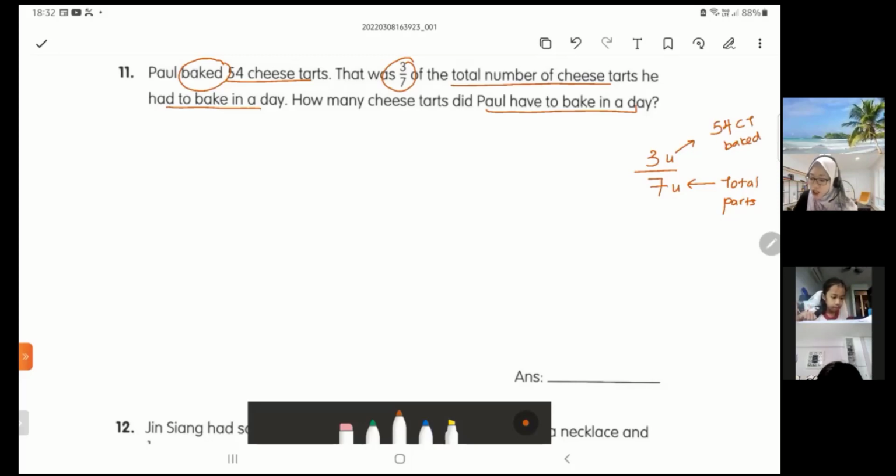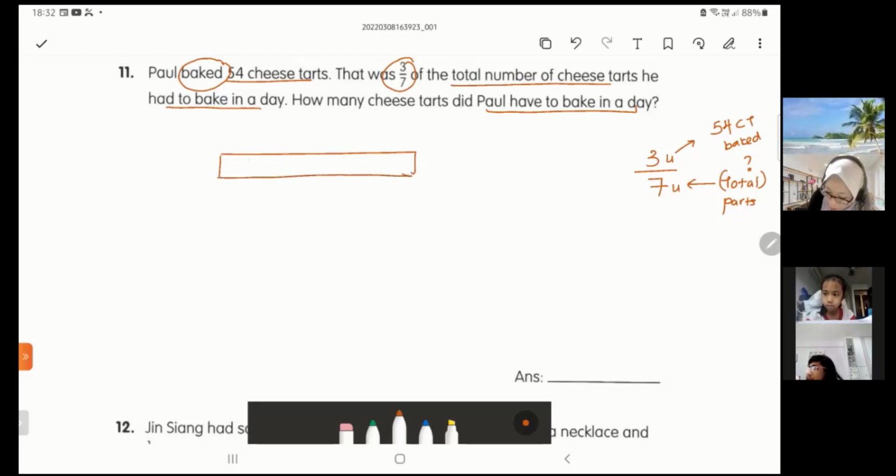I want to know how many cheese tart he needs to bake. So total, I want to know the total in one day. So this is what I want to find actually. Via units, I know is there already. If you cannot see how to use units, it's okay. We draw the model, okay? So if you look at the total parts, how many parts must I draw? 7. Yes, so I draw 7 parts first. 1, 2, 3, 4, 5, 6, 7.